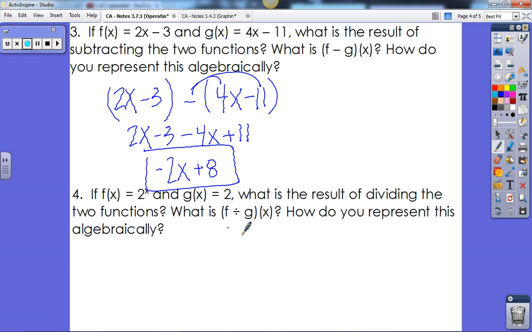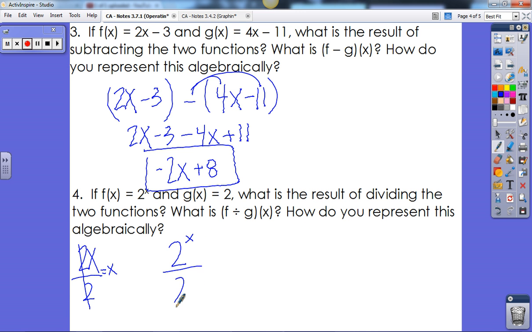Alright, if I'm dividing, make sure again that you pay attention to the order. So f divided by g, so f of x is going to go on top, g of x on the bottom. If I were to simplify this, please be careful, do not cancel that out. If I had 2 times x over 2, then I could do that and my answer would just be x. But that is not the case here. It's not 2 times x, it's 2 raised to the x.